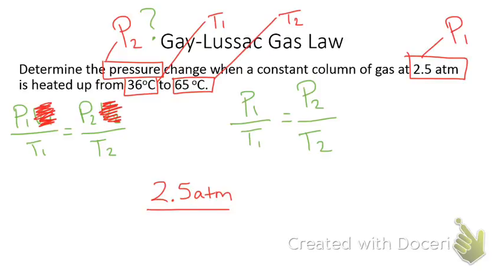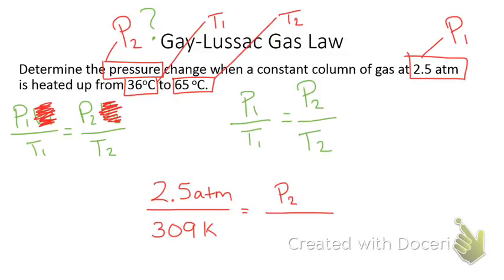What can I plug in for my temperature? Please do not make my favorite mistake. If you accidentally put 36 degrees Celsius down here, please cross it out with a big fat X. You must convert to Kelvin. So instead of 36, I'm going to add 273 to it and use 309 Kelvin. Set it equal to, my pressure 2 is my unknown variable.